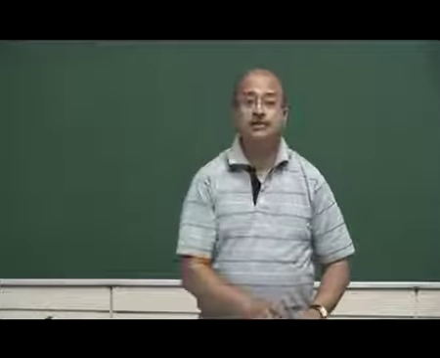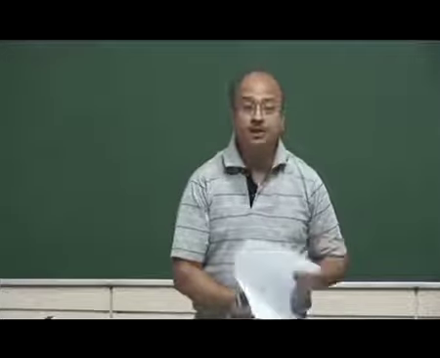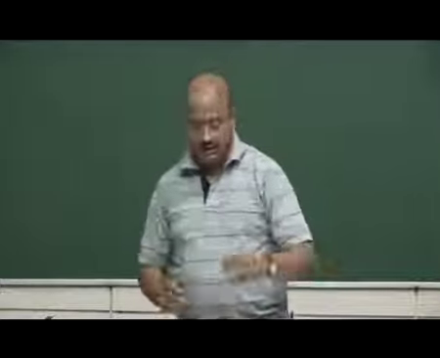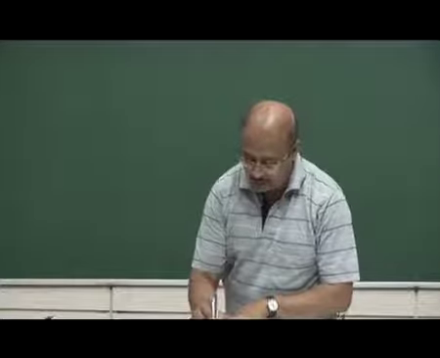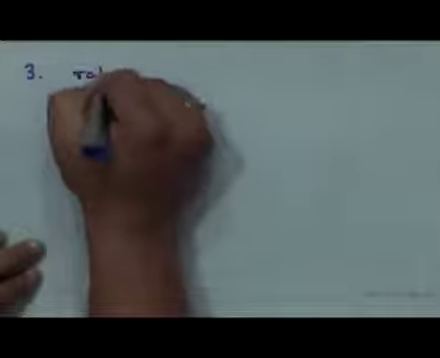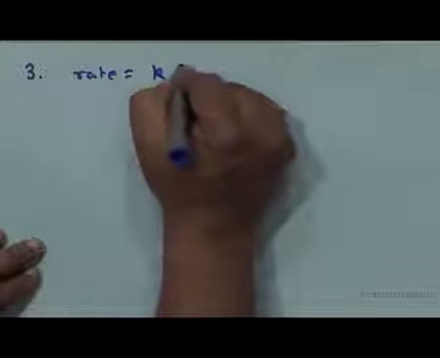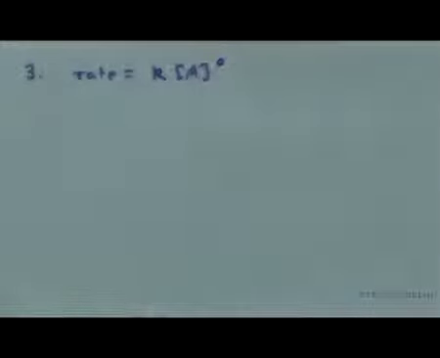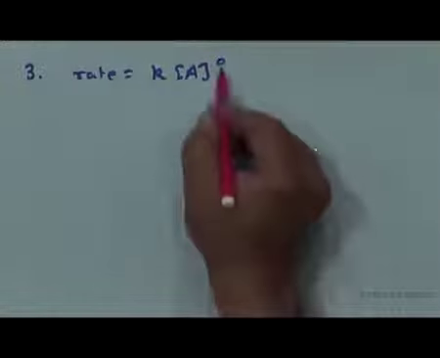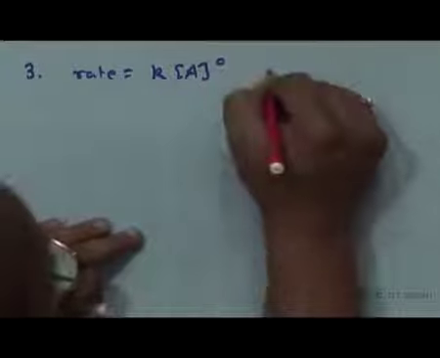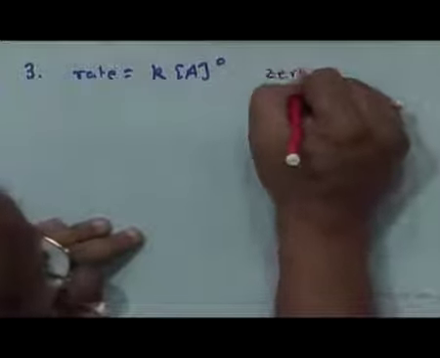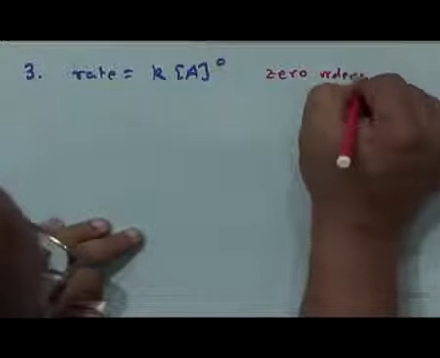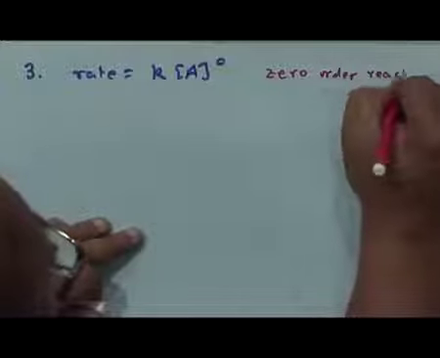So, these are some things we should be able to tell right away when we look at the rate expression. Then if we have rate is equal to k times the concentration of A to the power 0, remember now n is equal to 0, which means it is called a 0 order reaction.